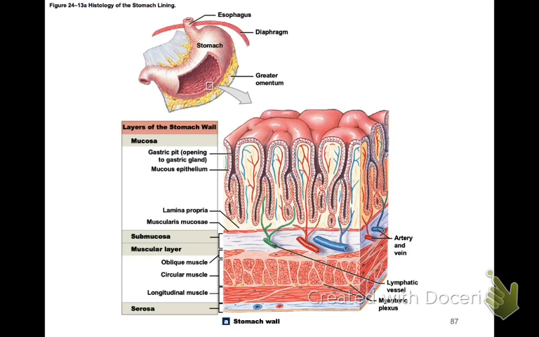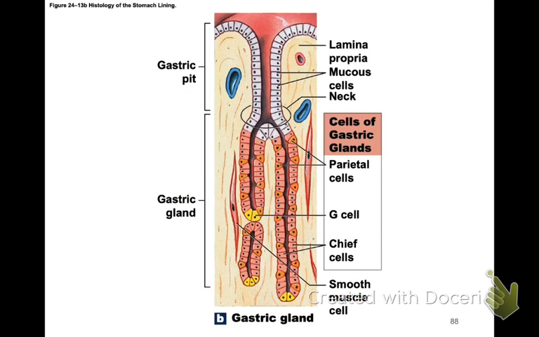So here in the diagram you can see the gastric pit, which is the opening to the surface of the stomach. These have a lot of goblet cells to protect the stomach with mucus secretion. And then we'll look at the next slide to show an up-close view of the gastric glands.